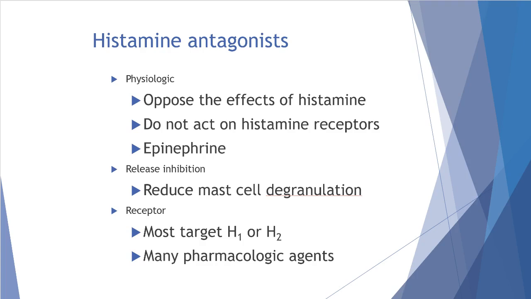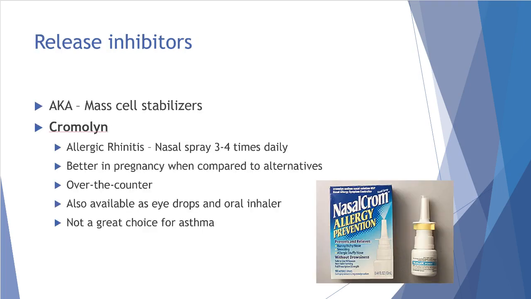And then the more common ones would be receptor targeting. So mostly are going to target histamine 1 or histamine 2, and that's where our pharmacologic agents are going to act. So I'll talk about cromolyn first. It's really the only mast cell stabilizer on the market, and the idea is it just prevents, again, degranulation of mast cells, so you don't get as much histamine release to begin with.